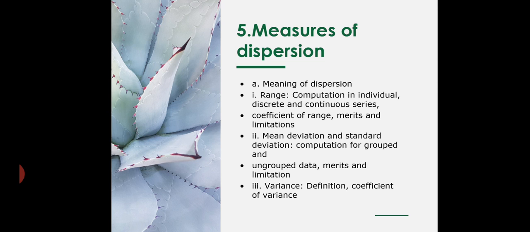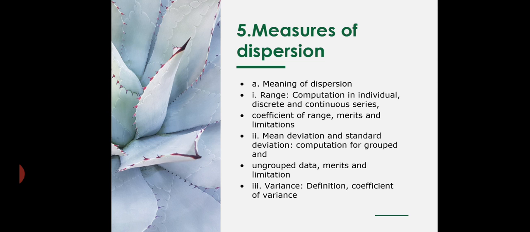In this chapter, we have to see the meaning of dispersion, then the concept and meaning of range, computation, how to calculate the range, discrete and continuous range, coefficient of range, merits and limitations of range, mean deviation, standard deviation, computation of grouped and ungrouped data, merits and limitations, variance, definition and coefficient of variance. Let's see chapter number 5.